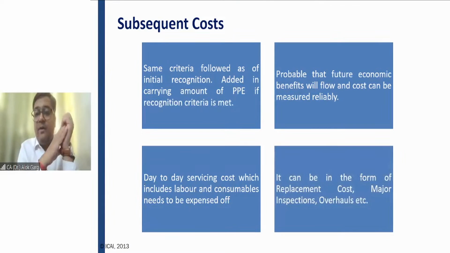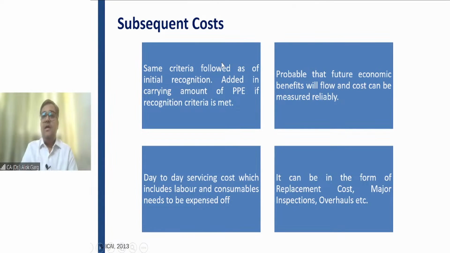Number two, if the subsequent cost is going to be capitalized, the initial cost relating to that component is going to be de-recognized, right? Sir, in this case, the air filter, oil filter, day-to-day servicing costs are also giving future economic benefit. If the machine is not maintained, it will not be able to provide the output. But do you think that day-to-day servicing, greasing, labor, consumables, air filter, oil filter meet the definition of PP? Answer is no.